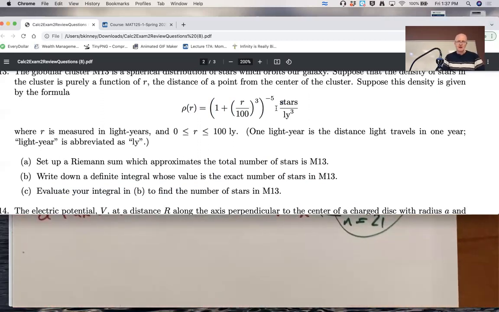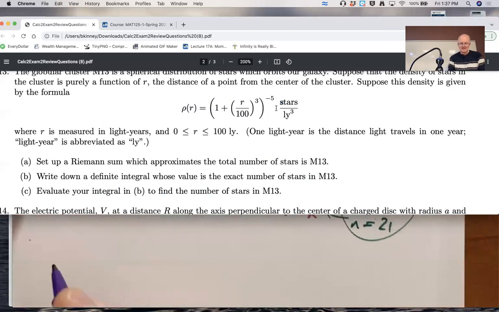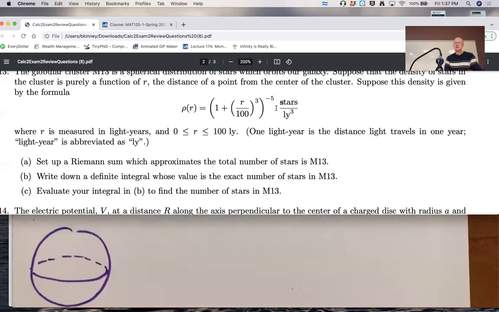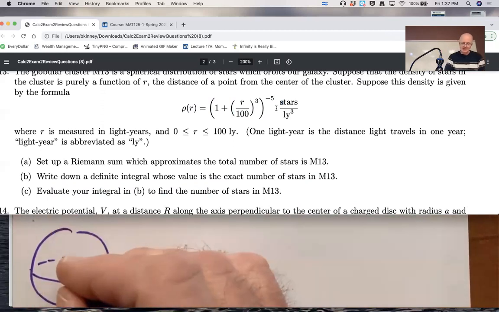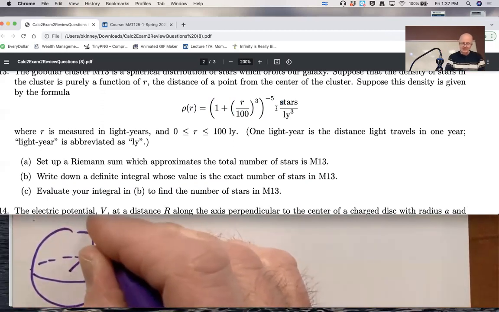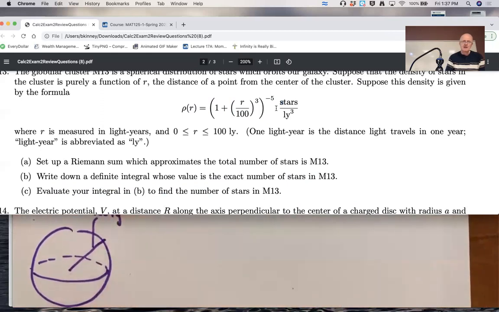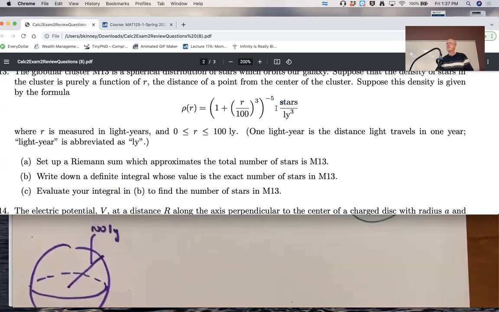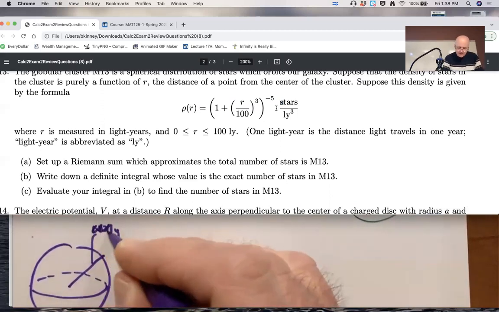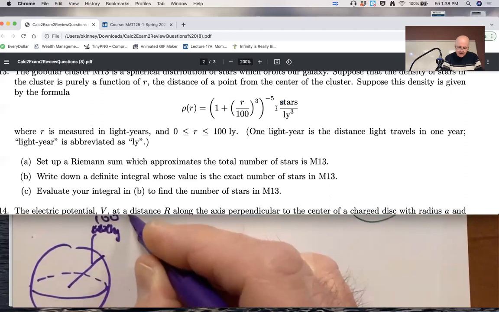Take a breath. What would be the way to approach this? Draw a sphere. Pretend all the stars in the globular cluster are inside that sphere. The sphere is 100 light years in radius. That's Ly, by the way, 100 Ly for light year.